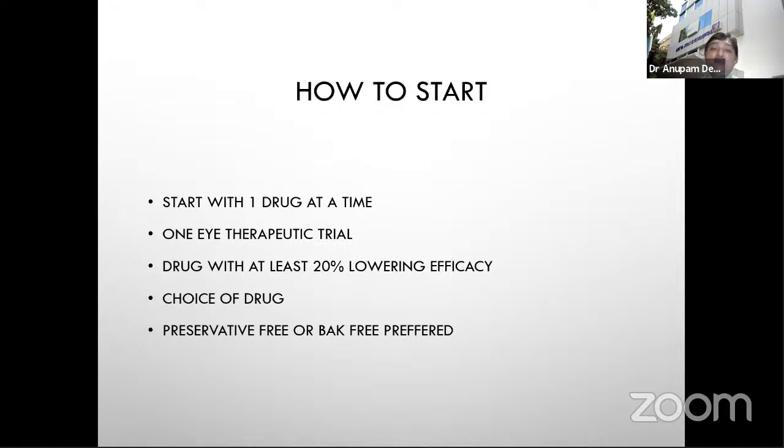A drug with at least 20% lowering effect has to be your first line therapy. So you have to choose the drug accordingly. Also, you have to consider other factors that we have discussed before, like comorbidities, before you choose the drug. And of course, affordability would also be a point that you would think about. And since it's a long-term therapy, preservative-free or BAK-free medication would be preferred.